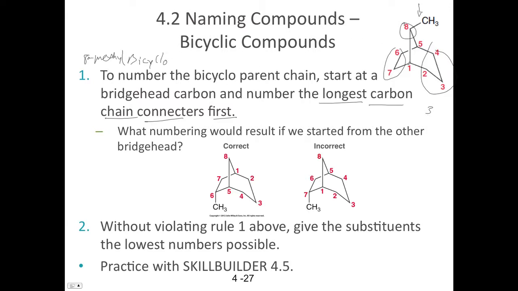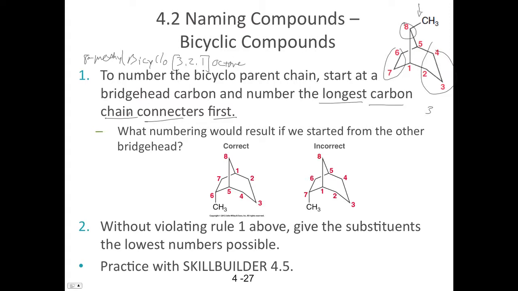Bicyclo, 3, 2, 1. 3.2.1. 1, 2, 3, 4, 5, 6, right? And then what's going to be the parent chain here? So it's going to be 1, 2, 3, 4, 5, 6, 7, 8. So it's going to be octane. All right, octane.